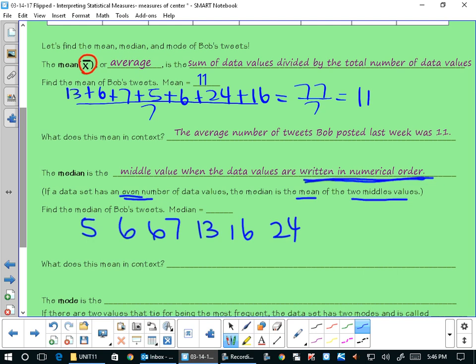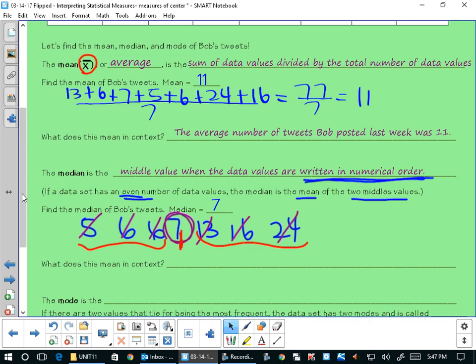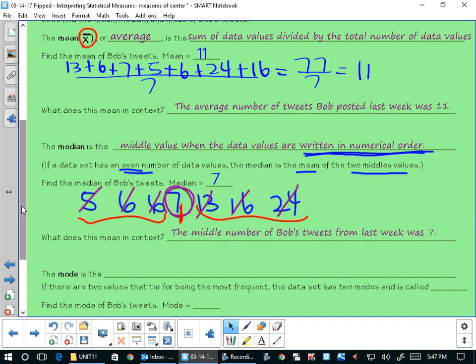We want to find the median. So a lot of times you'll see people kind of cross off the first and the last, and then the second numbers in, the third numbers, and then there's one lonely number right here. So that is the middle value or the median. So if you can tell, here's the middle. There are 3 over here, and there are 3 over there. So 7 is right in the middle. Okay, and what does this mean in context? The middle number of Bob's tweets from last week was 7. Okay, so when we put them in order from least to greatest, 7 was the middle number.